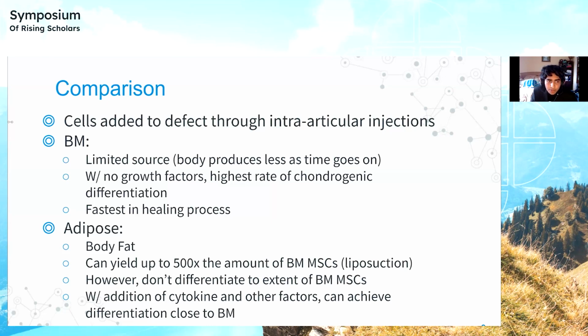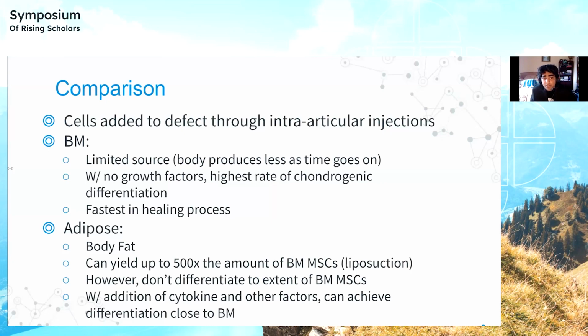However, in an environment with no added growth factors, bone marrow has the highest rate of chondrogenic differentiation. More, it is fastest in the recovery process after injection. In numerous clinical trials in which bone marrow has been used for knee OA, it has rarely shown adverse effects, going as far as to show benefits that last for over 5 years in longitudinal studies.